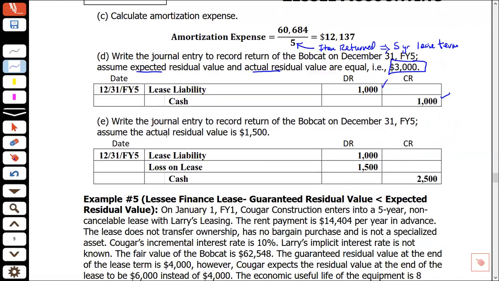Now, let's say the actual residual value was 1,500. So we expected 3,000, but when we got there at the end of year 5, it was only 1,500. So we had to pay 1,000 for the original shortfall that we anticipated, which is why we capitalized it. But then we got surprised by this extra 1,500. It wasn't worth 3,000; it was worth 1,500 less. So we actually have to pay the 1,000 plus the extra 1,500 that we didn't expect, 2,500. Well, the lease liability is still only going to be reduced by 1,000 to balance out.